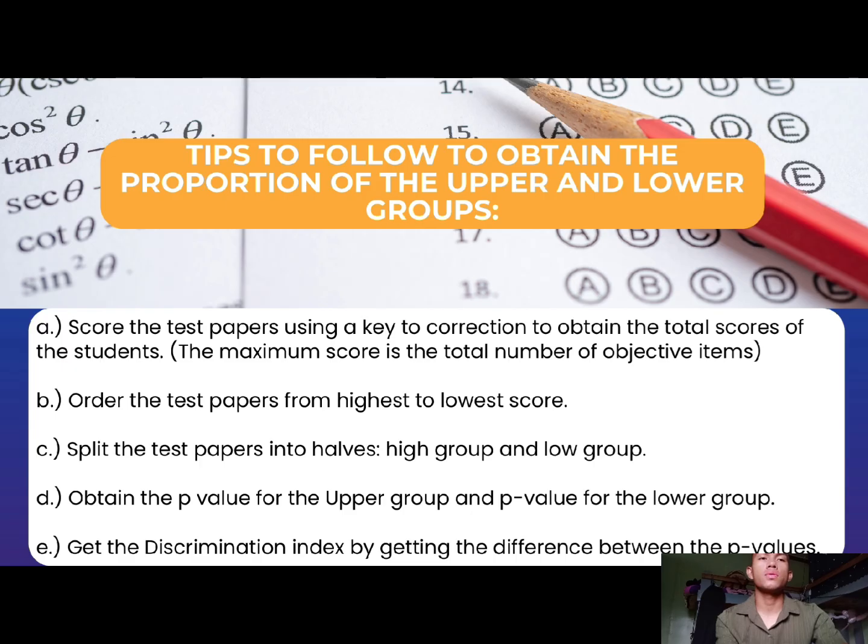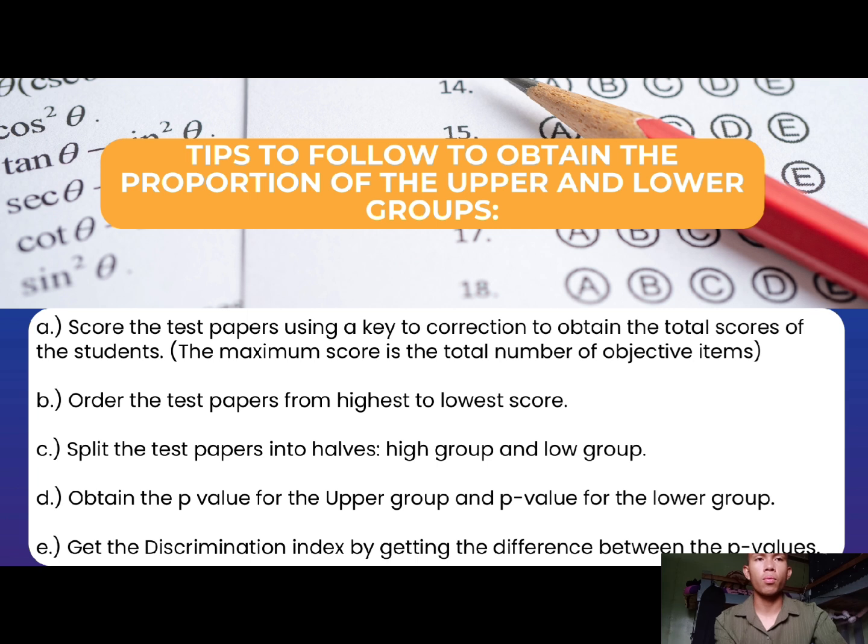First, we score all the test papers using the answer key so that we can get a total score for each student. Let's say, for example, the test has 40 questions, so the maximum score is 40. Second, we arrange the scores from highest to lowest. Third, we divide the class into two groups: the high group, which includes the top scorers, and the low group, which includes the bottom scorers.